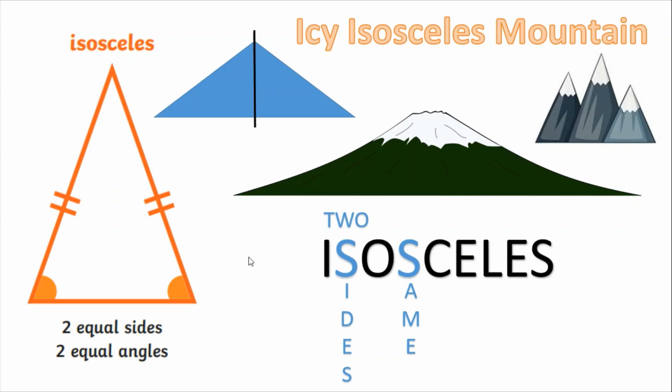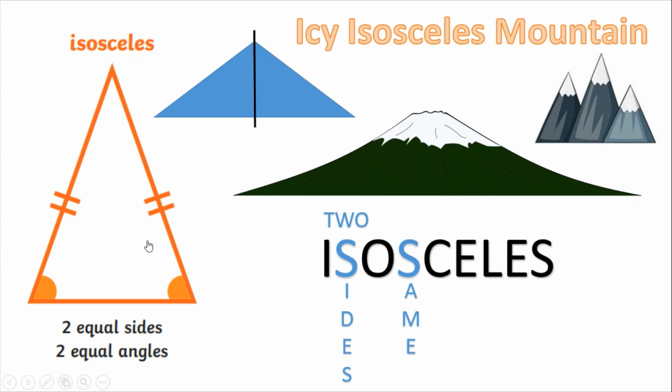You couldn't put a line of symmetry anywhere else to make it equal either side and a mirror image. So it just goes from top to bottom there. Isosceles. So it could be tall and thin. It could be wider, as long as we've got two equal sides, which will give us two equal angles. We need to remember that two sides are the same in our isosceles, which is like an icy isosceles mountain.